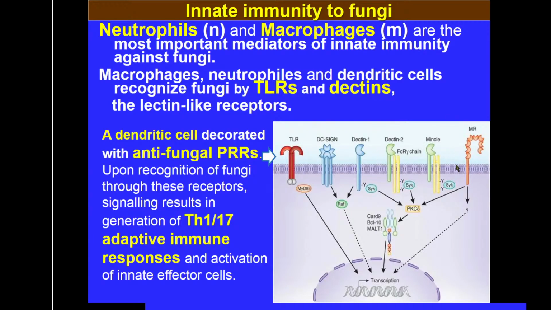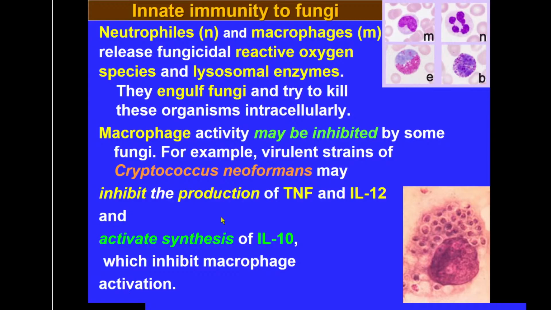Started producing of the interleukin-12, for example. Interleukin-12 stimulates maturation of naive T helper cells to the T helper cells type 1. And second, helps to differentiate T helper cells from naive to the T helper 17 types. These T helper 1 and 17 are very important in the antifungal immune response.